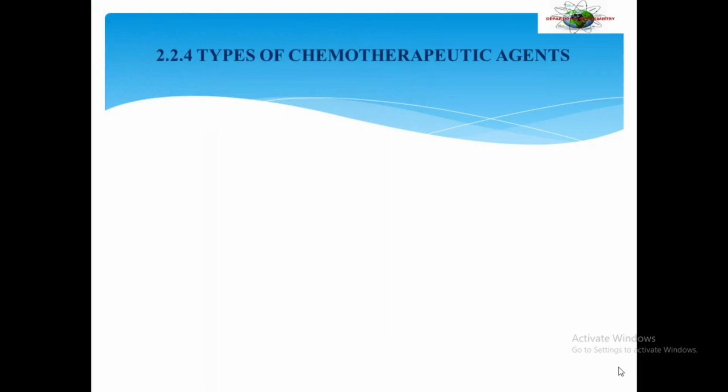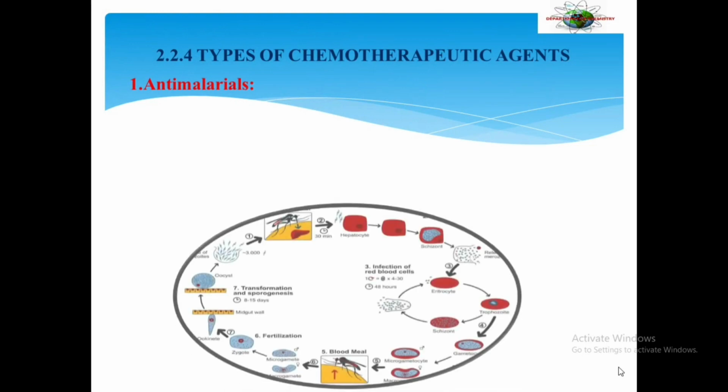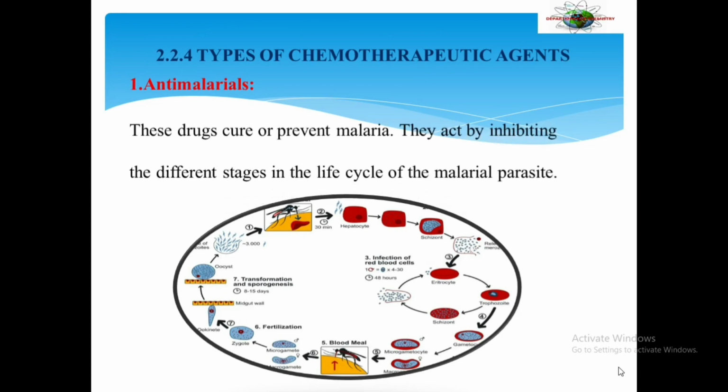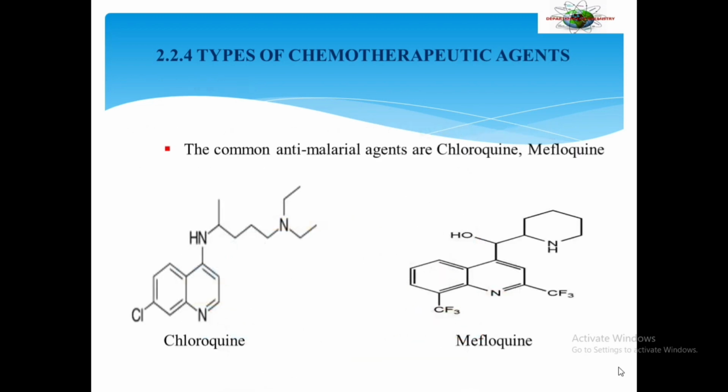The first type of chemotherapeutic agents are antimalarials. Malaria is a disease transmitted to humans by the female Anopheles mosquito. The drugs which cure or prevent malaria are called antimalarials. They act by inhibiting the different stages in the life cycle of the malarial parasite. This is the life cycle of the malarial parasite. The common anti-malarial agents are chloroquine and mefloquine. These are the structures of chloroquine and mefloquine.